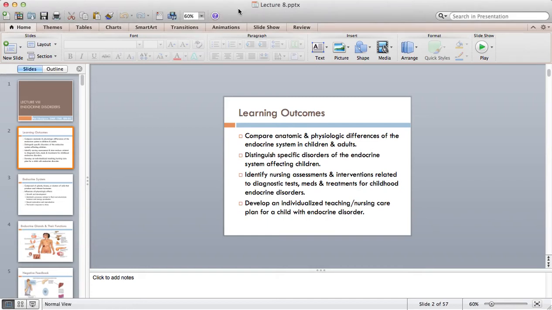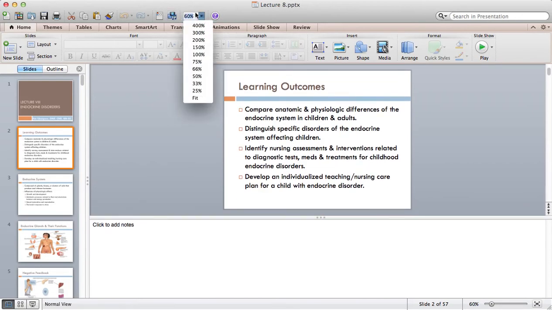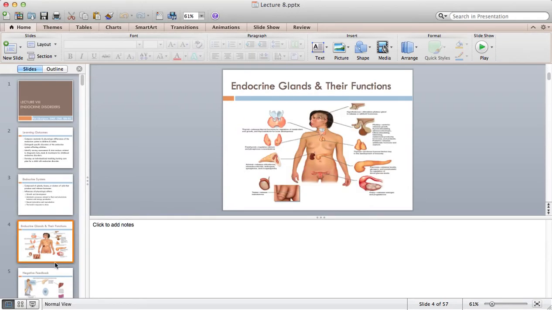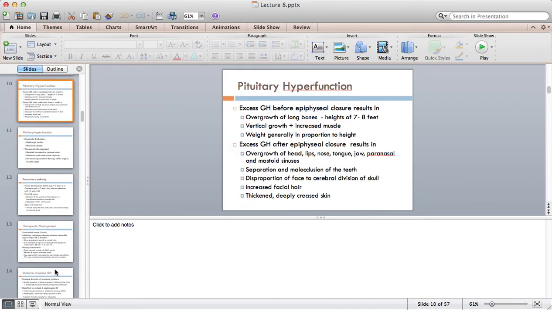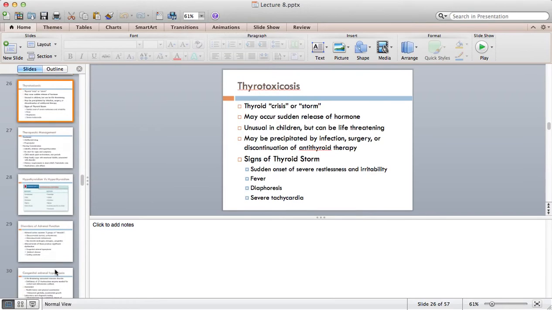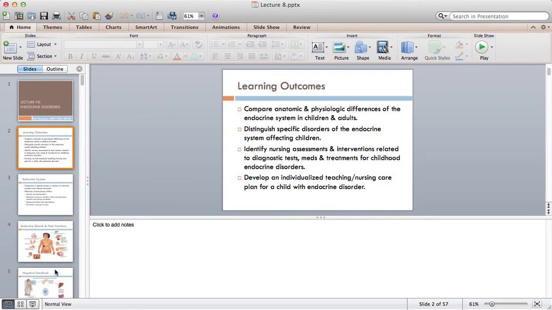Physiologic differences in the endocrine system of children and adults. We would like to identify those endocrine disorders that are common in children, and we would like to identify those nursing assessments, interventions, and treatments that we use commonly in the pediatric population.